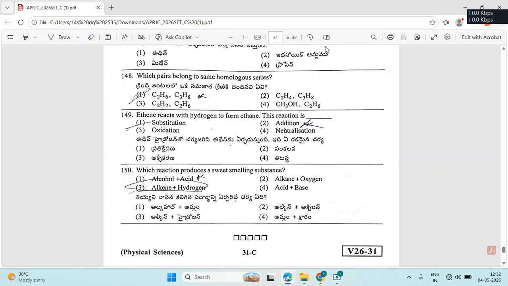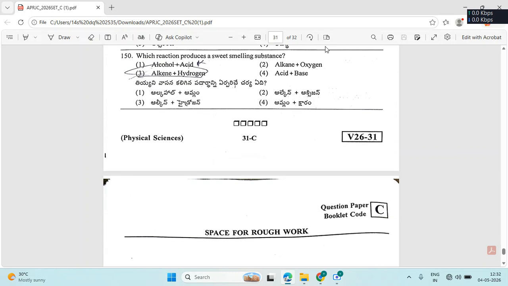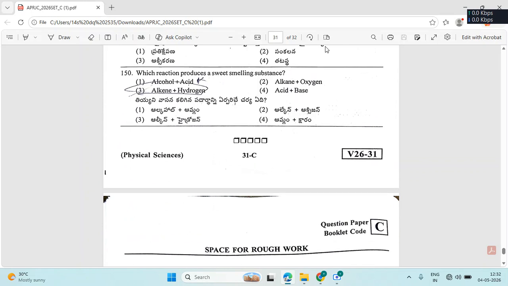Which reaction produces a sweet smelling substance? Alcohol plus acid, alkane plus oxygen, alkane plus hydrogen, acid plus base. The correct option is 1. Alcohol plus acid is the correct answer.